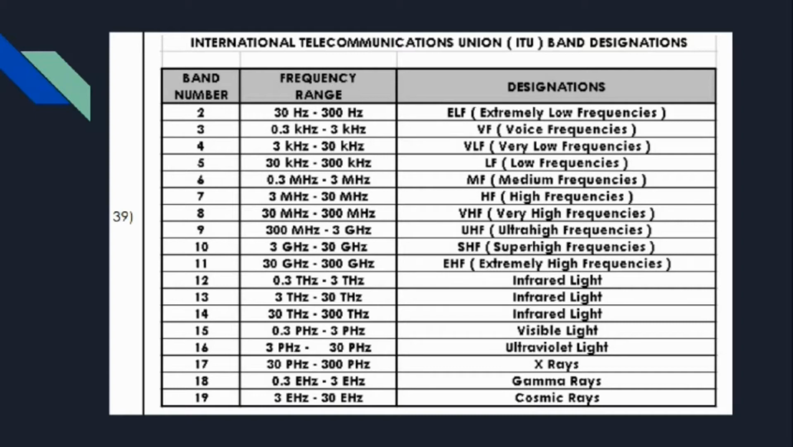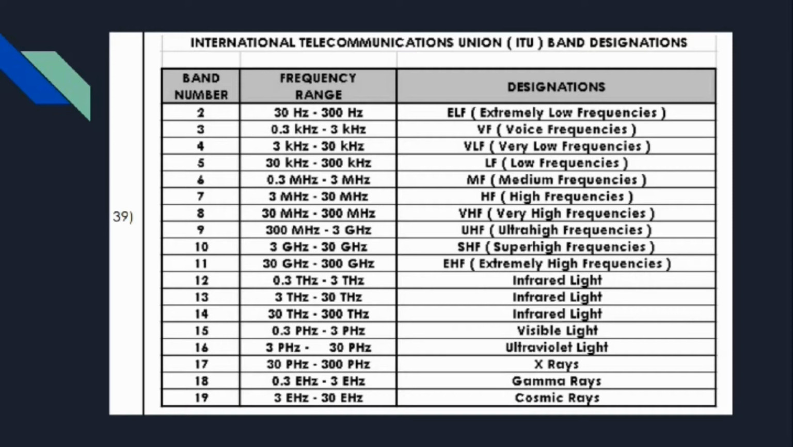Band number 7, ranging from 3 MHz to 30 MHz, is the HF, or high frequencies. Band number 8, ranging from 30 MHz to 300 MHz, is the VHF, or very high frequencies. Band number 9, ranging from 300 MHz to 3 GHz, is the UHF, or ultra high frequencies. Band number 10, ranging from 3 GHz to 30 GHz, is the SHF, or super high frequencies. Band number 11, ranging from 30 GHz to 300 GHz, is the EHF, or extremely high frequencies.